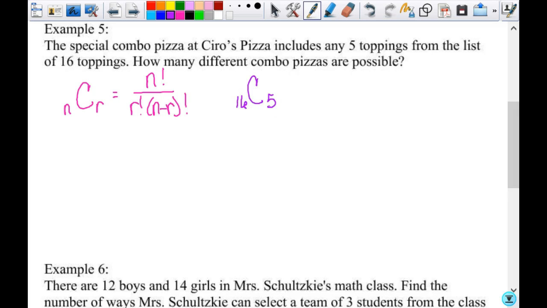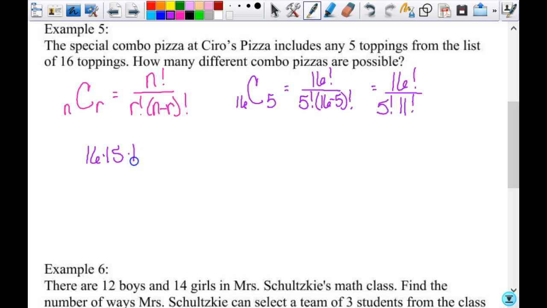Because remember, the order in which we choose the toppings doesn't matter at all. So that's going to be equal to 16 factorial divided by 5 factorial times 16 minus 5 factorial. So that's going to give me 16 factorial divided by 5 factorial, 11 factorial. Everybody with me so far? Okay. So then that's going to give me 16 times 15 times 14 times 13 times 12 times 11 factorial.